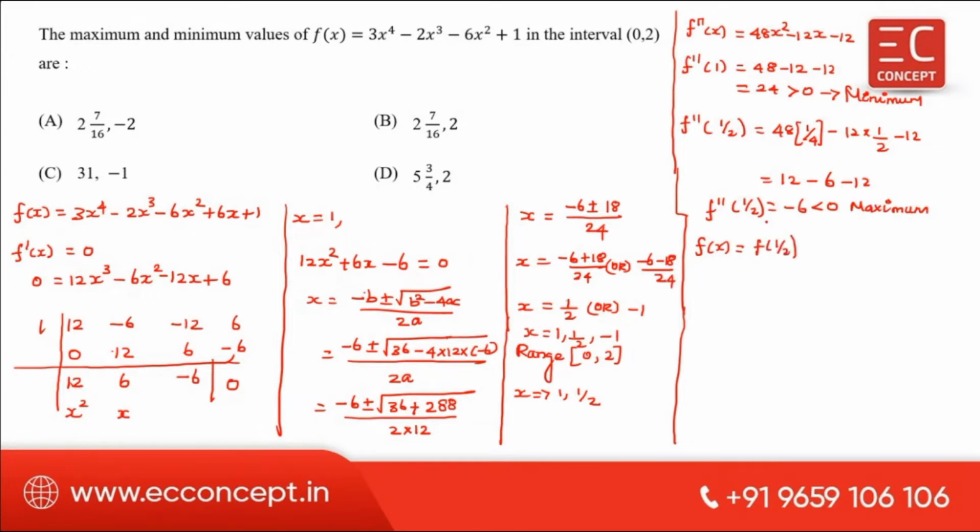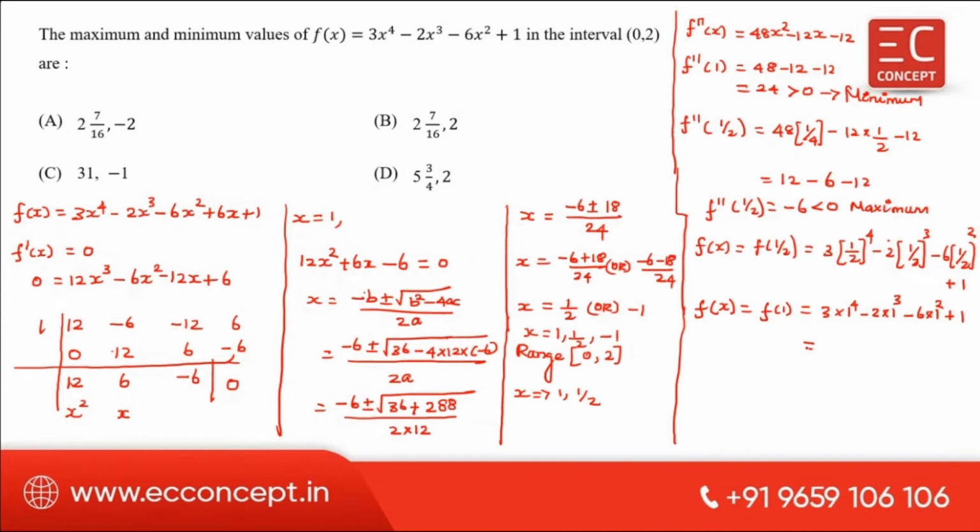This is the maximum. If you substitute 1 by 2, then you will get a maximum, is equal to 3 into 1 by 2 the whole power 4 minus 2 into 1 by 2 the whole power 3 minus 6 into 1 by 2 the whole square plus 1. And similarly, f of x, which is equal to f of 1. If you substitute f of 1, then you will get a minimum, that is equal to 3 into 1 power 4 minus 2 into 1 cube minus 6 into 1 square plus 1.